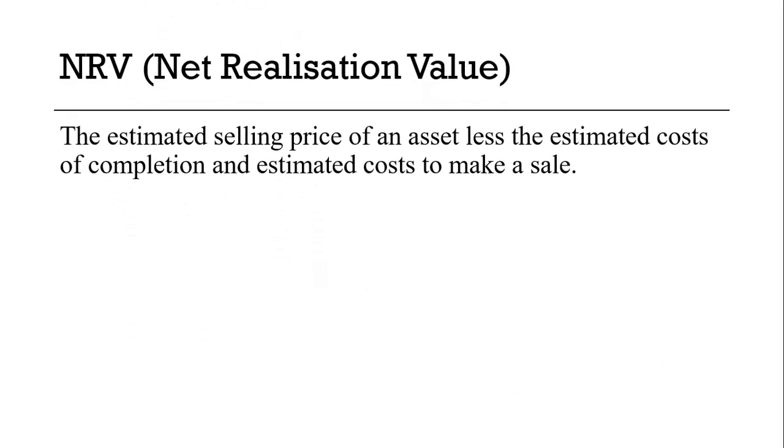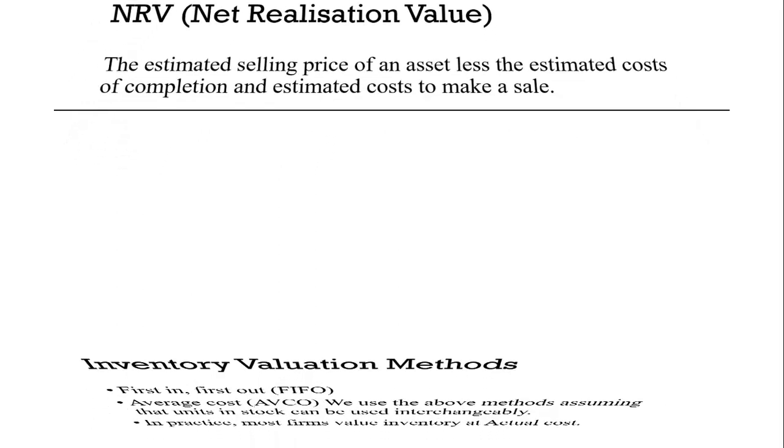We also mentioned NRV. NRV simply means the estimated selling price of an asset less the estimated cost of completion and estimated cost to make a sale.